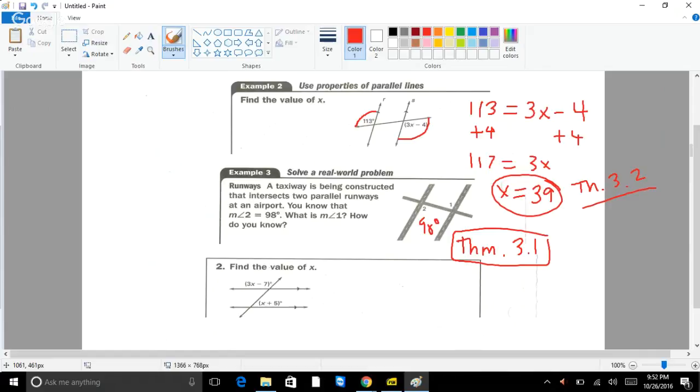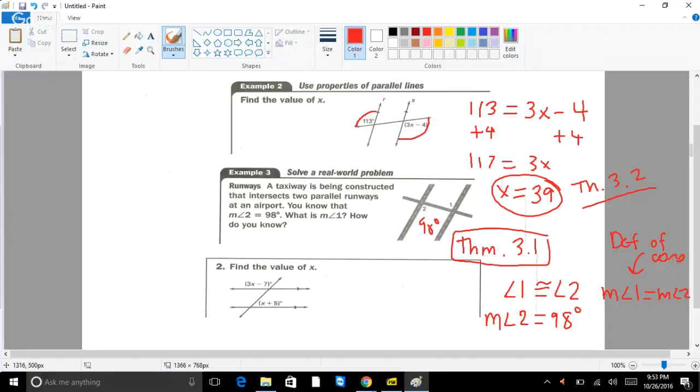And what 3.1 tells me is that alternate interior angles are congruent. So it's basically saying that angle 1 is congruent to angle 2. Okay, but they're giving me measures. So if I was using this as a proof, they're giving me that the measure of angle 2 is 98 degrees. So we can also say, because angle 1 is congruent to angle 2, we can say that the measure of angle 1 equals the measure of angle 2. And that's the definition of congruency.